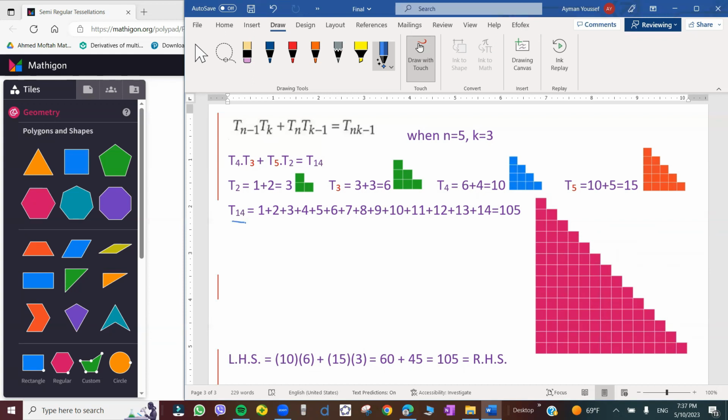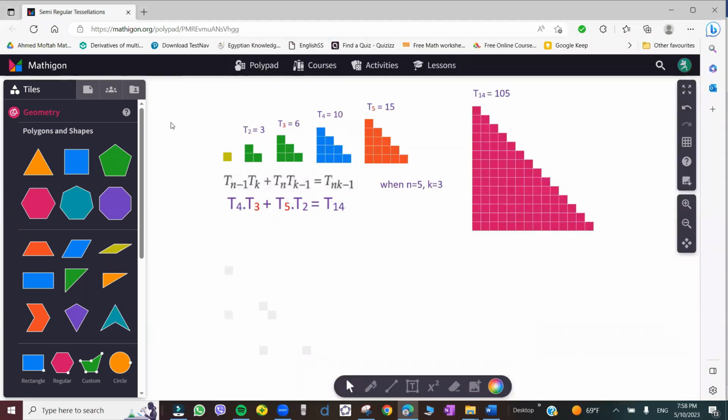Actually, term number 14, which is 14 plus 13 plus 12 plus 11, and so on until 1, will be 105. So the left-hand side equals the right-hand side, both of them equal 105. After getting the analytic proof, let us go to this platform and try to verify visually that the left-hand side equals the right-hand side.